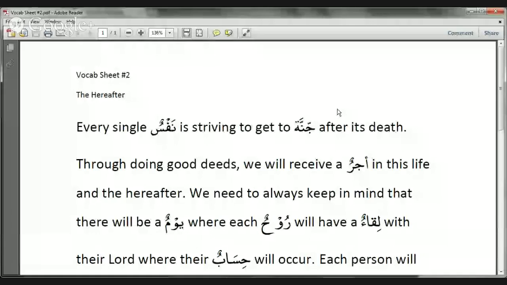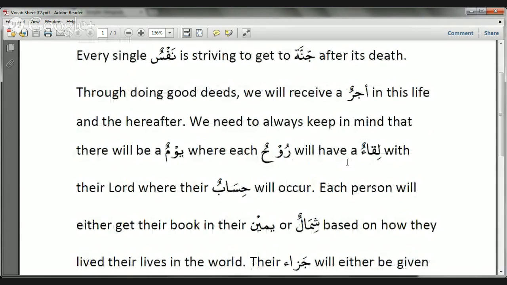Okay, let's read. Every single nafsun, individual, is striving to get to Jannah, paradise, after its death. Through doing good deeds, we will receive barakah, blessings, in this life and the hereafter. We need to always keep in mind that there will be a yawm, a day, where each ruh, each soul, will have a liqa'un, a meeting with their Lord, where their hisab will occur, their accountability will occur.